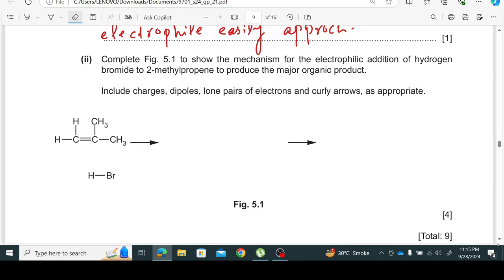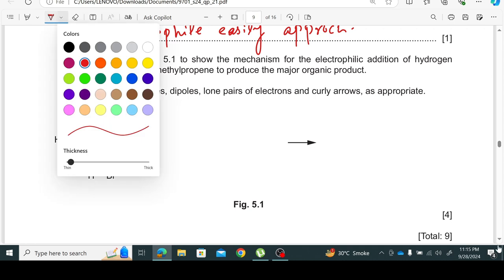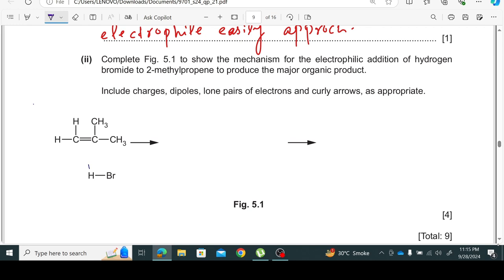Let me make it thinner for this mechanism. Okay, so you can see it is partial positive and partial negative. Because of these pi electrons, it's a pi bond, the electron density is higher. So these pi electrons will attack over here, and the hydrogen electron and bromine both will move with the bromine. So it is an electrophilic addition reaction.